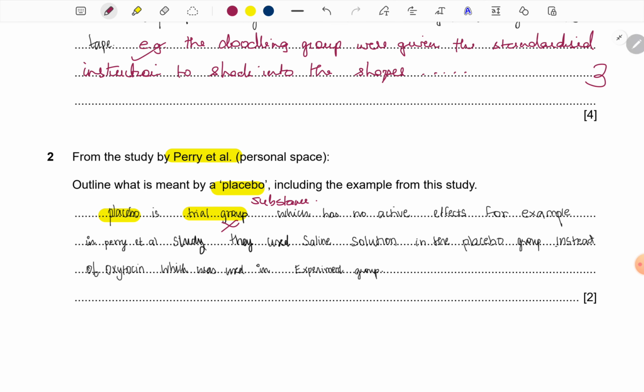Now from Perry et al., she gives the example that they used saline solution in the placebo group instead of oxytocin. This is right, the example is correct. And she also says oxytocin was used in the experimental group. Again, the example could be made more clear by saying that it was intranasally administered. Still, it's not important. So the example is credit worthy. The definition is not, because the meaning has changed. Here she has confused placebo with the control group itself, which is administered placebo. So this answer will get 1.